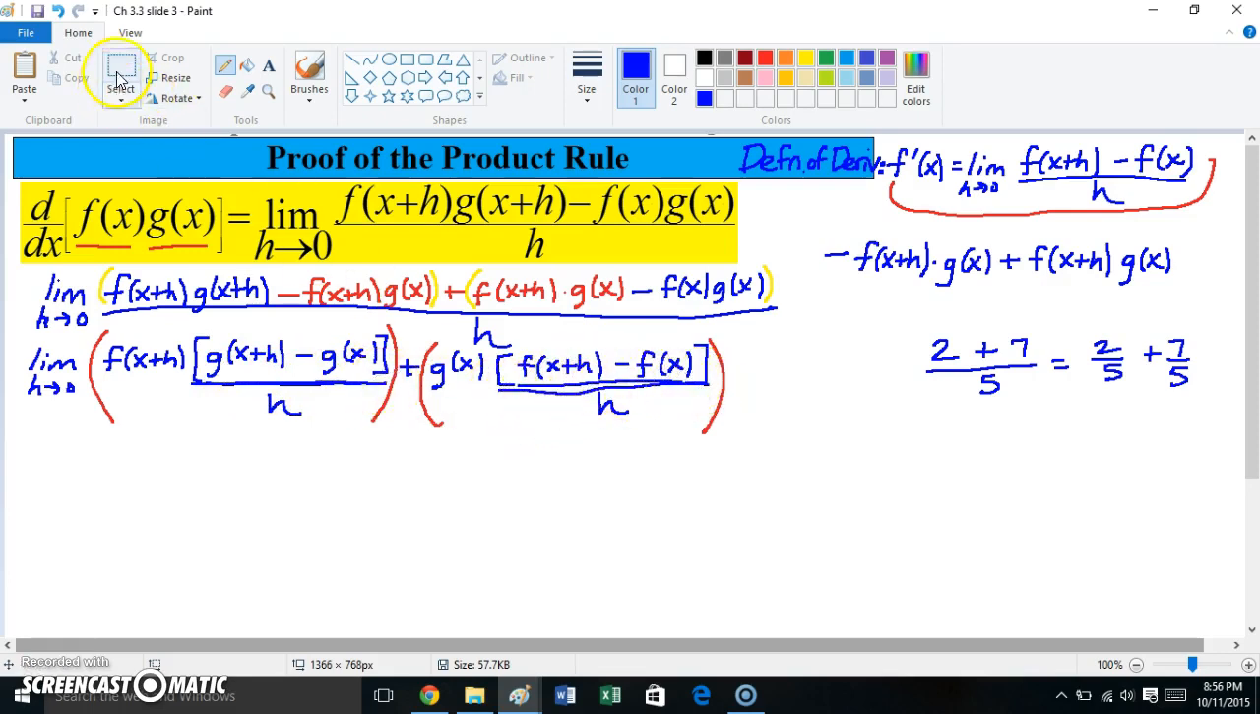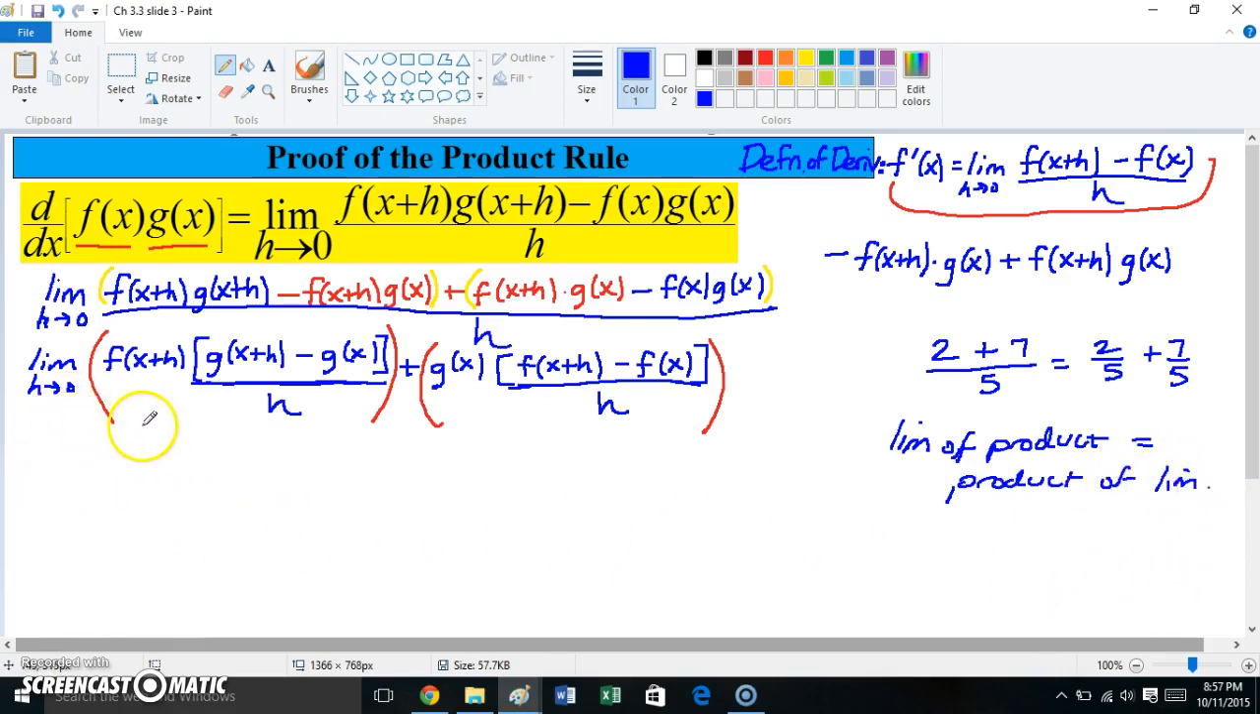So I have f of x plus h times this fraction, g of x plus h minus g of x over h. The second fraction is g of x times f of x plus h minus f of x all over h. If you recall the rules of limits, when you have the limit of a product, you can take the product of their limits. So limit of product equals the product of the limits.